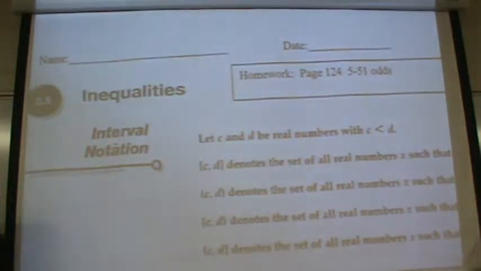Okay, today we're going to talk about inequalities. Do you remember back in ninth grade, when you were asked to graph something like x is less than 3?